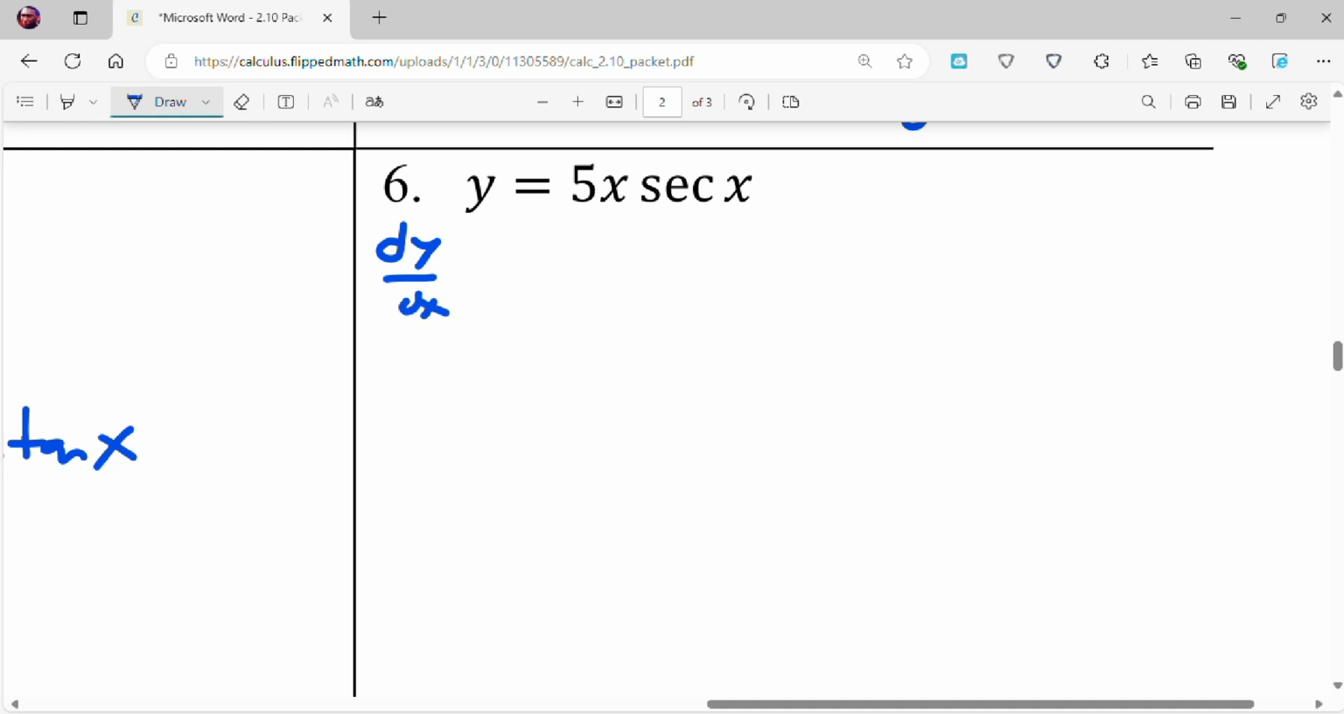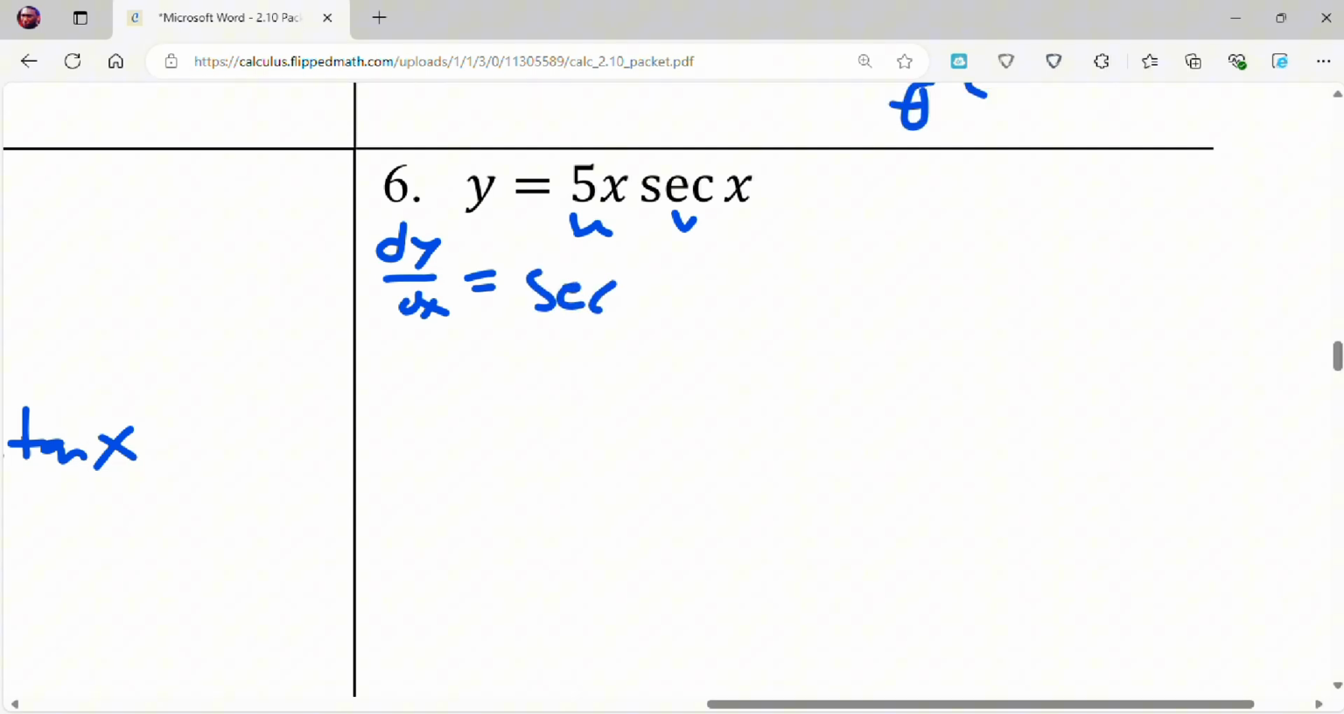Okay. Dy/dx, this is a product rule, so V U prime plus U V prime. Derivative of secant x is secant x tan x. Okay, that is pretty much it for the simple questions here.